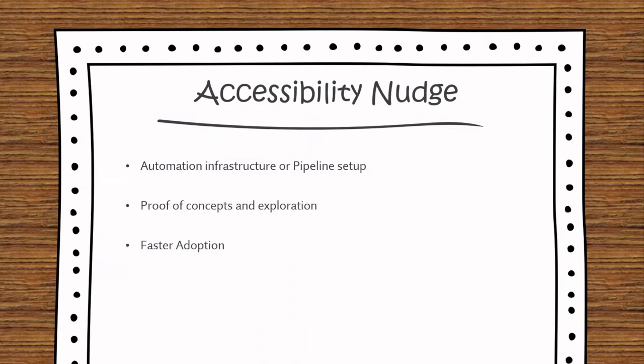Accessibility nudge. Accessibility of automation infrastructure or pipeline setup helps to change the mindset of people. Accessible infrastructure for proof of concept and exploration can attract people to check the feasibility if CICD pipelines can be implemented, and if yes, what is the difficulty level. It makes continuous practices adoption faster, as installation and configuration activities are not involved in initial phase, and automation infrastructure is managed by an expert team.